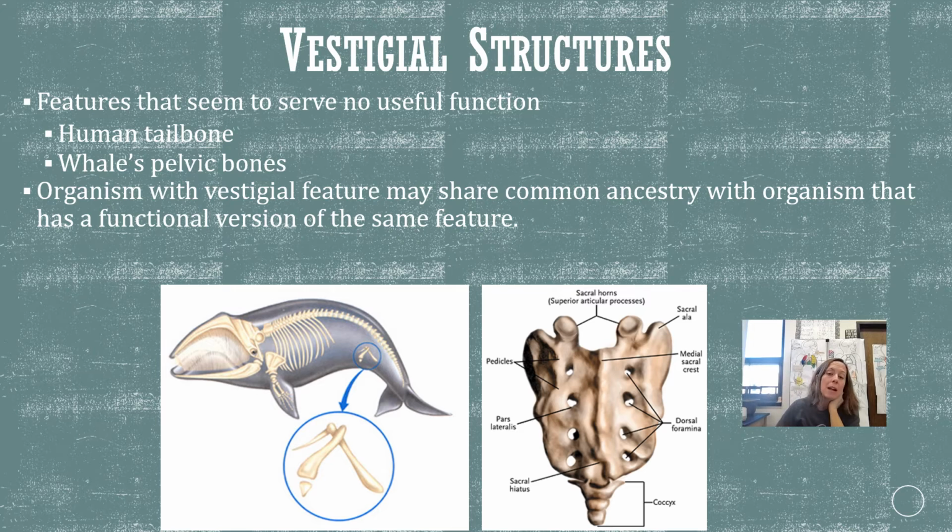So for humans, we have a tailbone, right? Humans have a tailbone down here. We don't use a tailbone because we don't have a tail. And whales have tiny little leg bones in their bodies. Whales don't have legs, but whales are mammals. They evolved from organisms that do have legs. So it shows the evolutionary history of an organism. So this is looking at anatomical similarities and differences.